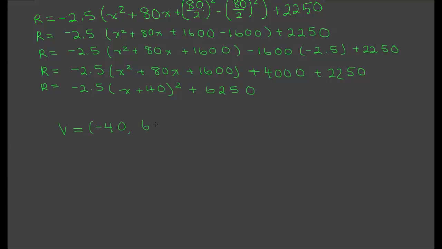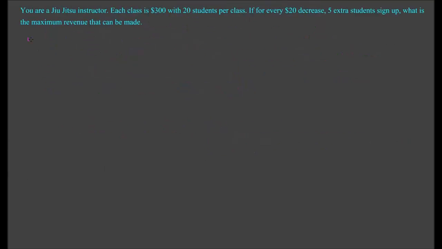The maximum is the y value in a vertex, and the vertex of this equation is V (negative 40, 6,250). Therefore, the maximum revenue Robbie can make is $6,250.